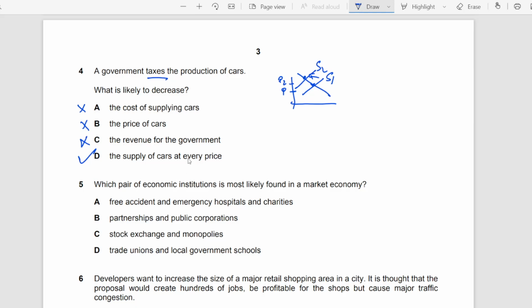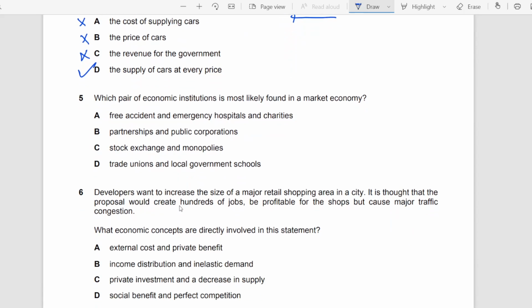Now, moving on to the next question: which pair of economic institutions is most likely found in a market economy? Now, you guys know what's a market economy, right? There are three different types of economic systems: free market economy, mixed market economy, and planned economy. When we talk about market economy here, we mean free market economy. So both these terms are synonymous. You can use free market or market for the free market economic system. So we're talking about the free market economic system.